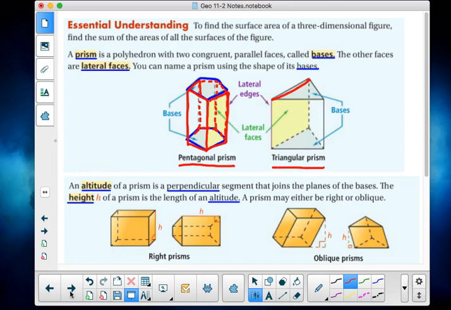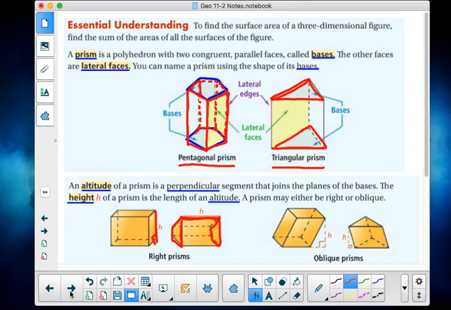Remember, the triangles are the bases, and these triangles are identical, okay? So keep in mind, my lateral faces are my rectangles that attach the two triangles. Now, an altitude of a prism is a perpendicular segment that joins the planes of the bases. Whether it's vertical like the ones I provided, or here I've got an altitude representing my height, the separation of my two bases, in this case my bases are trapezoids.